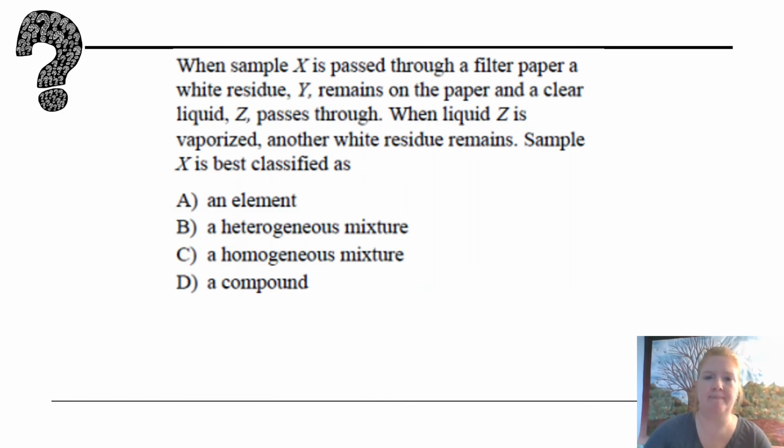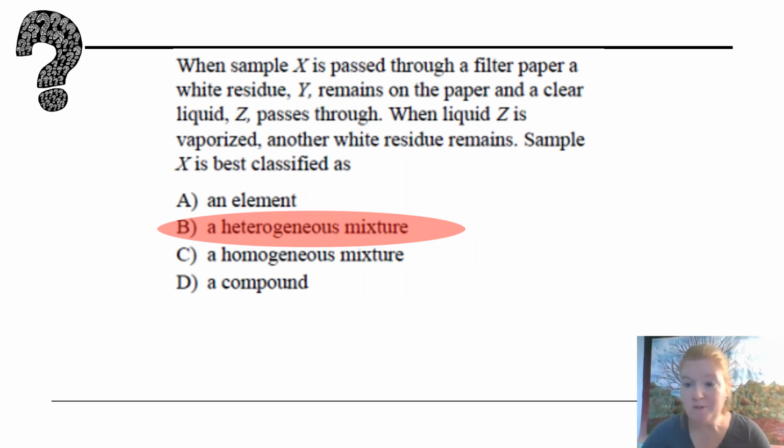Okay, so when sample X is passed through a filter paper, a white residue Y remains on the paper and a clear liquid Z passes through. So I take X, pour it through, Y stays on the filter paper, Z goes through. When liquid Z is vaporized, another white residue remains. So what was sample X? A heterogeneous mixture. How do I know it was heterogeneous? Well, I could filter it, and some stuff got stuck on the filter paper. So if stuff got stuck on the filter paper, it was not uniformly distributed.